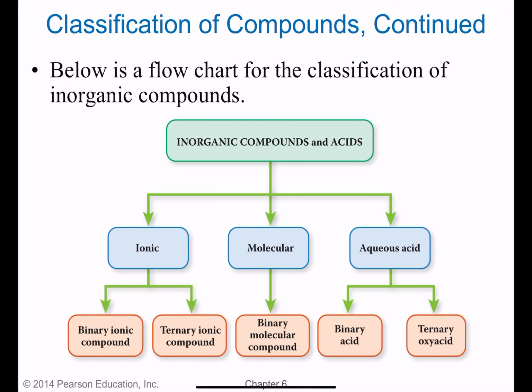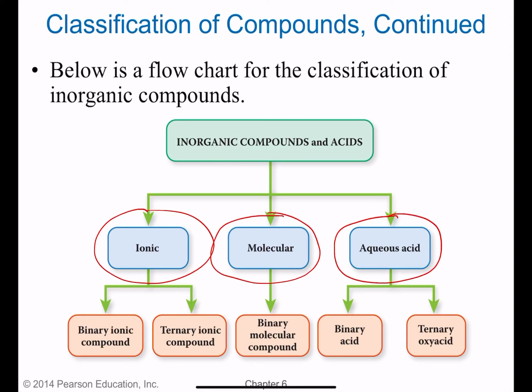So here's a flow chart. In short, we essentially have 3 different sets of rules. We have rules for ionic compounds, and rules for molecular compounds, where it's a nonmetal bonded to another nonmetal. And then we also have some rules or patterns for naming acids, and we're going to go through all 3 of these right now.